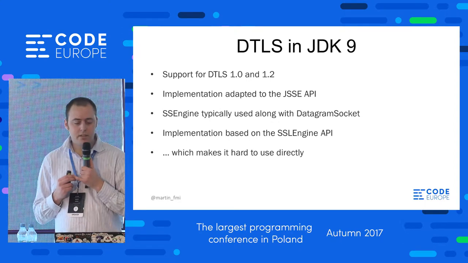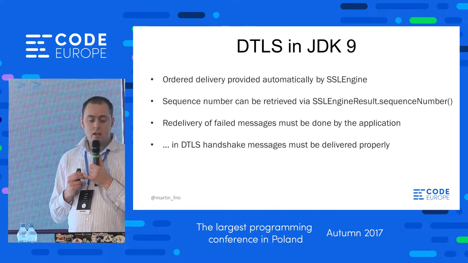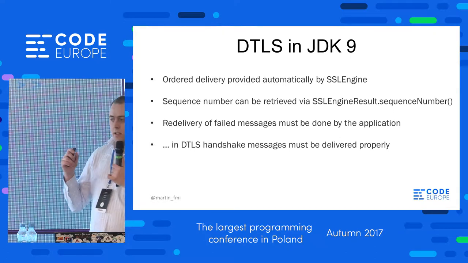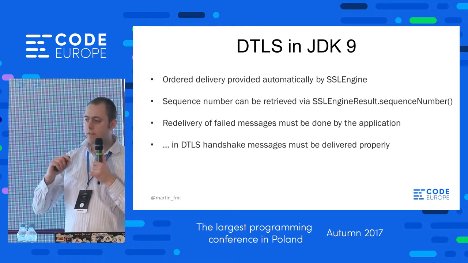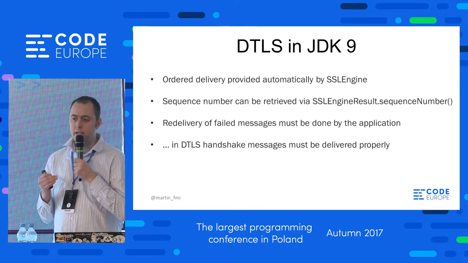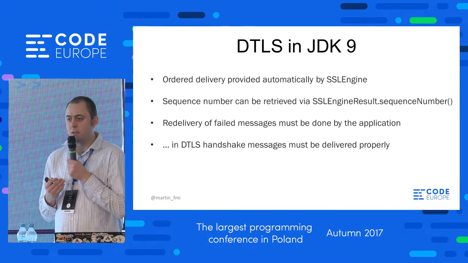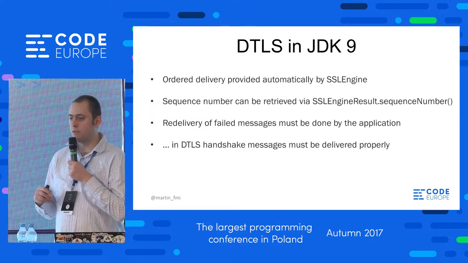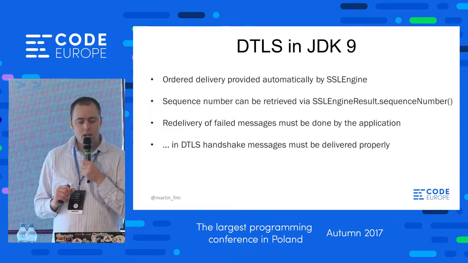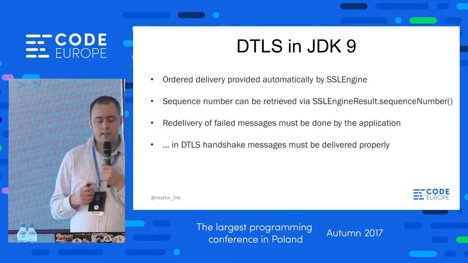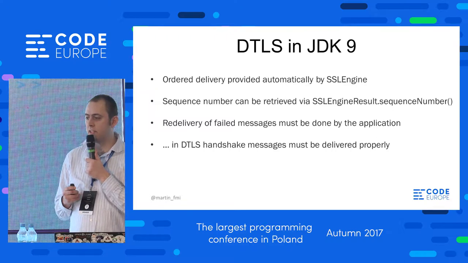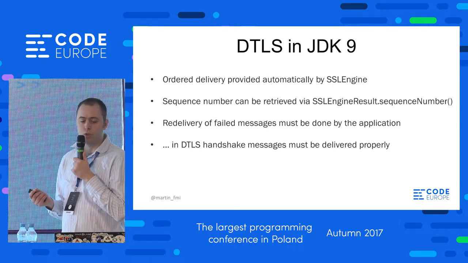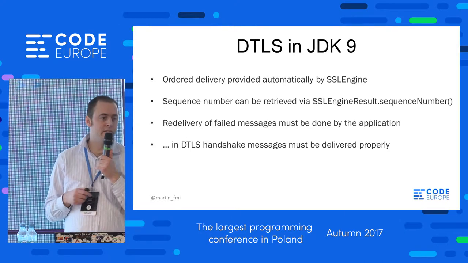One other specific thing about the DTLS implementation in JDK 9: order delivery is guaranteed during the handshake process. As I already mentioned, DTLS doesn't guarantee order delivery of packets. However, for the purpose of handshake, this is guaranteed by the JDK implementation. The reason for this is that the handshake must be reliable. You need to be able to establish the handshake process without dropping any packets or receiving packets in a different order. For that reason, redelivery of messages during the handshake is done automatically by the JDK implementation. But if you want to do it in your application, you need to do it yourself, so you need to make sure that you redeliver failed messages.